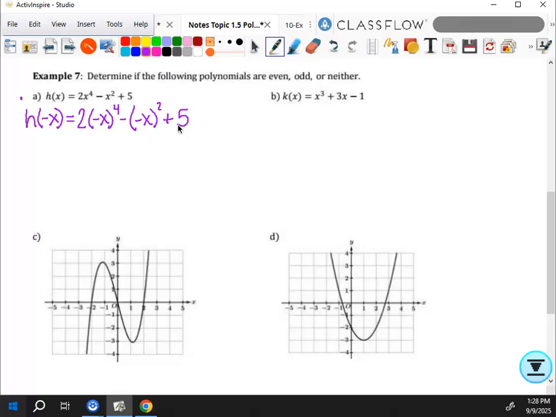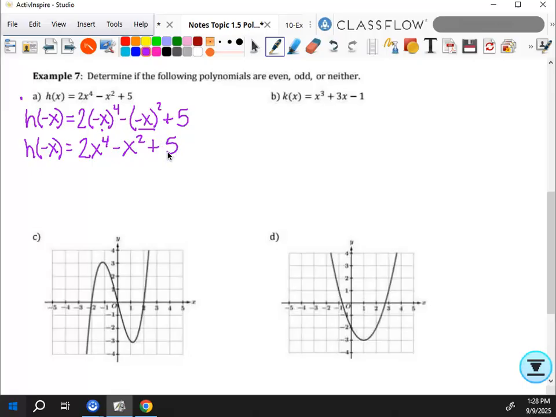All I've done is substituted it, okay? Then this is h of negative x. So negative x to the fourth, is that going to be positive or negative? This part, positive. So this is going to be 2x to the fourth. And then negative x squared, this part becomes positive, but I still have that minus there. Minus x squared plus 5.